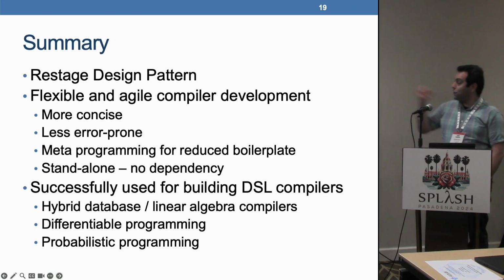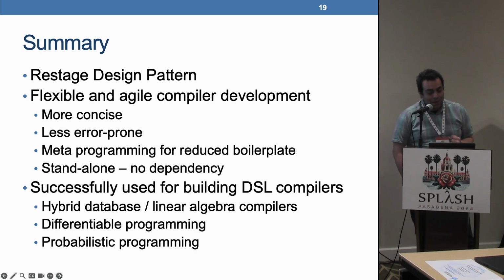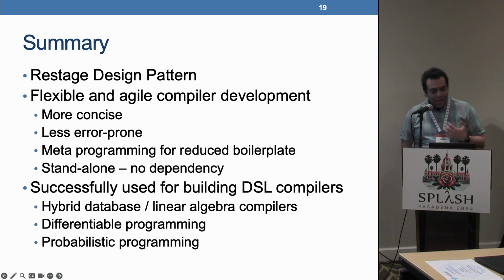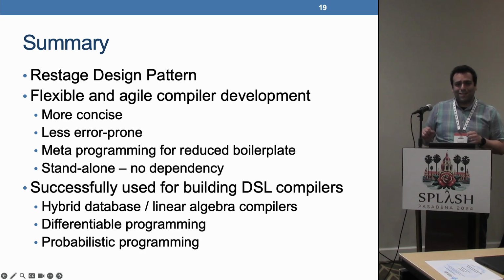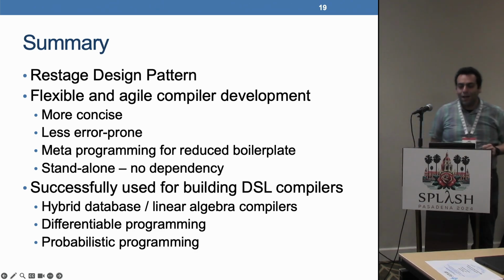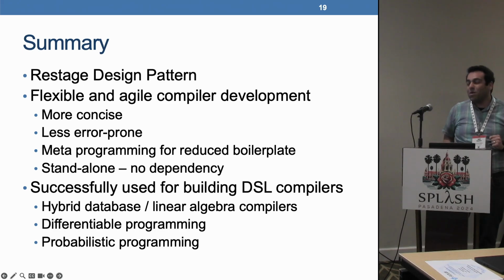To summarize, I've shown you the Restage design pattern, which gives a flexible and agile compiler development paradigm. It makes the compiler more concise, less error-prone, and also we have seen that, at some point, we have to write some boilerplate code. I've shown you how we can use metaprogramming features to reduce this boilerplate. And one nice thing is that it has no dependency whatsoever on any other framework except the implementation that I gave here. So that means you can use this design pattern easily to build your own compiler.